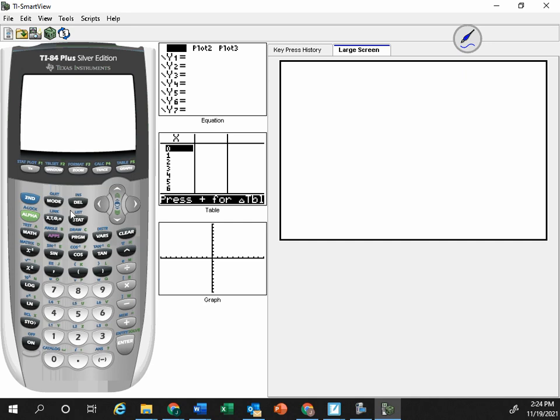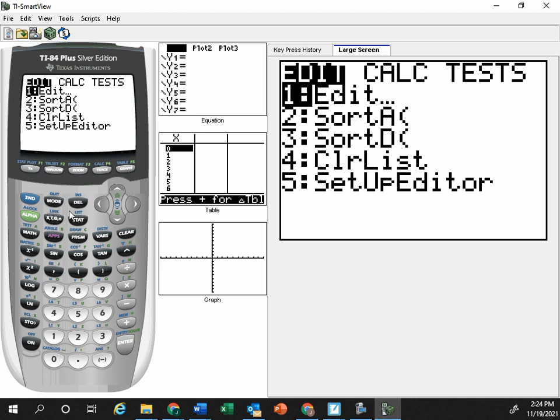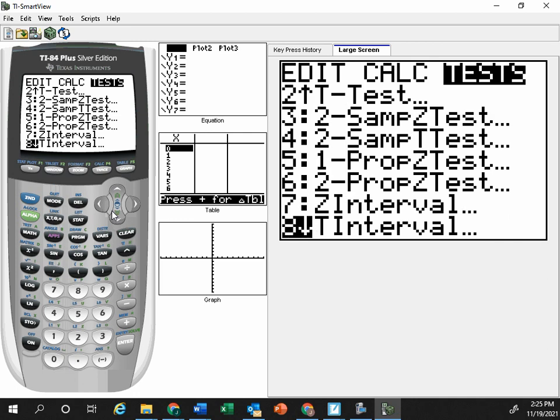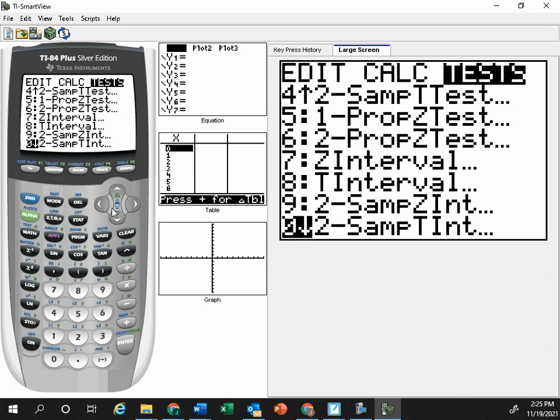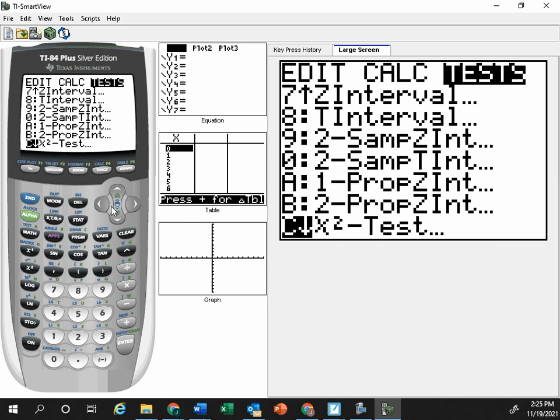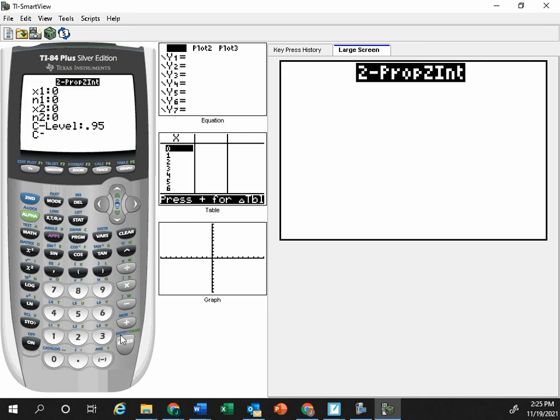All right, where do you think we're going to start? Where do we go, guys? Stat, yes, good. We're going to go over to tests. We're going to start using some of these other choices in here. So it's not a test, it's an interval, right? So we're going to scroll down to the intervals. It's not just a one sample z or t. What is it, guys? What am I going to pick? Yep, 2-proportion z interval. Very good. So go ahead and select that one.